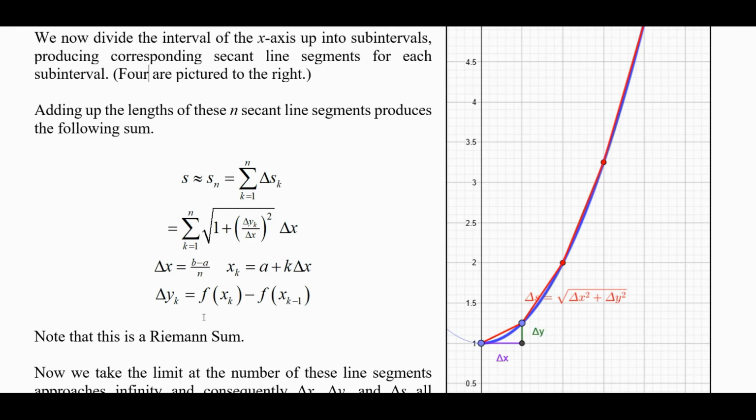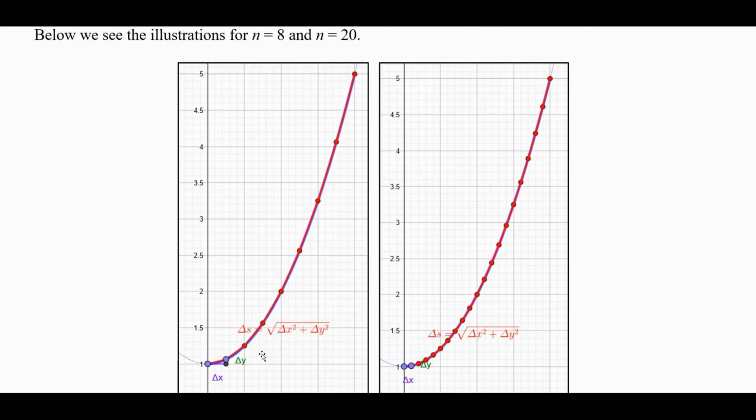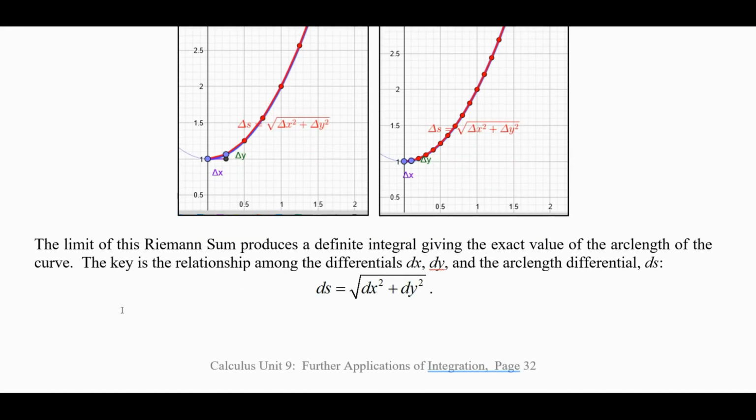So then what do we want to do? We want to take this and break it into smaller and smaller intervals with more and more of them. So here it is for 8, and here's 20. For 8, we're already getting a pretty good approximation. For 20, it's really hard to tell these little line segments apart from the actual curve. So the limit of this produces a definite integral giving the exact value of the arc length of the curve.